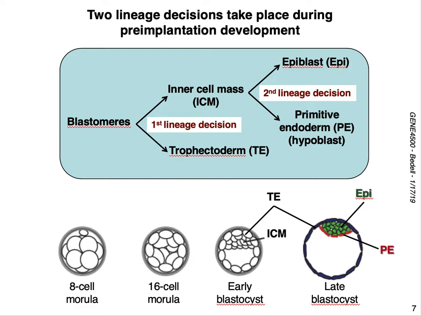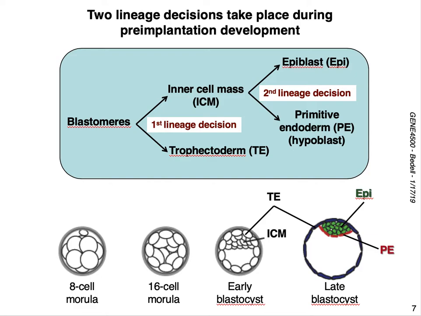Or will die. Okay. Then the second lineage decision takes place with the ICM, forming these two terms, epiblast, and you can call this hypoblast if you want. I prefer the term primitive endoderm, because we'll see how the primitive endoderm later on develops into the definitive endoderm. We'll see more about that in a second. So I do want you to know all of these terms, the first and second lineage decisions.